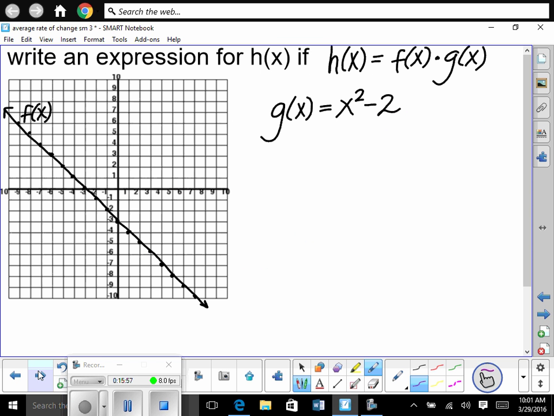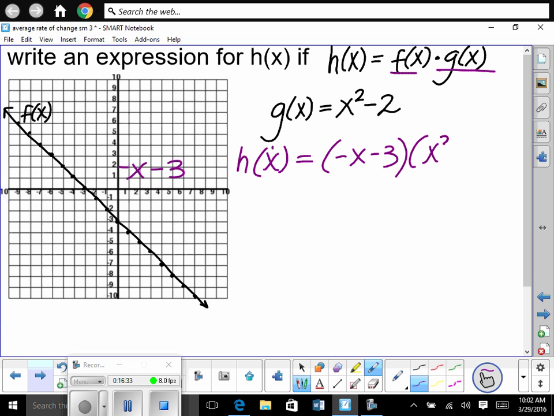Next one. Write an expression for h of x if h of x is equal to f of x times g of x. Okay, so we're writing h of x as equal to f of x times g of x. Well, f of x is a line. Can't we write the equation of a line? It's going to slope -1. And it's crossing at -3. So negative x minus 3, right? Negative 1x minus 3. So now h of x is f of x, which is that, times g of x, which is that. So h of x is equal to f of x, which is negative x minus 3, times g of x, which is x squared minus 2.